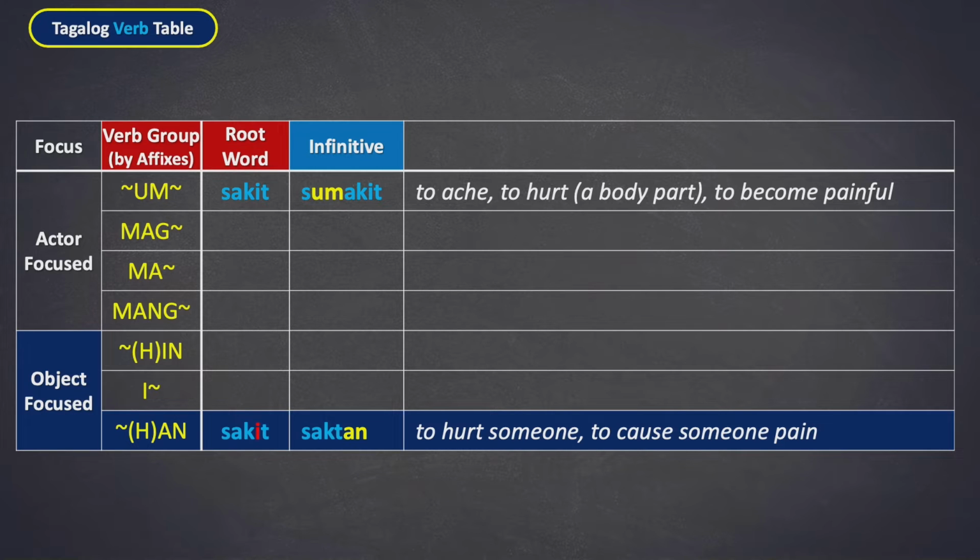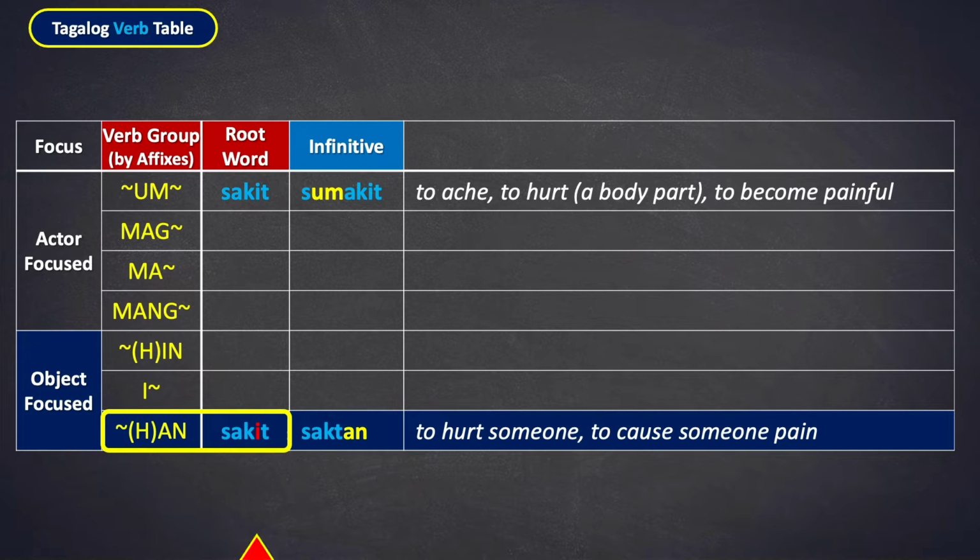That's all. Alright? This verb is the combination of the root word sakit and the suffix an. Though something strange happens here. The letter I from the root word sakit is dropped. Thus, we have the verb SAKTAN. SAKTAN is an object-focused verb. As such, it focuses on the object of the action.